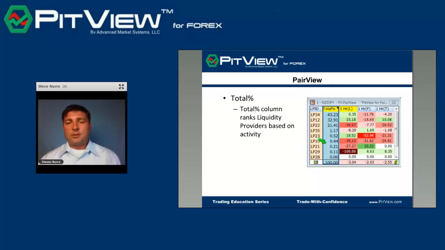And the total percentage column, when you look at it here at the bottom, will always add up to 100% because it's giving you the details of 100% of all the activity that's been occurring at the bid and ask price. So when you look at the top, let's say LP34 up in here, you see that out of all the activity that's occurred at the bid and ask price, LP34 has represented 43.23% of that activity.